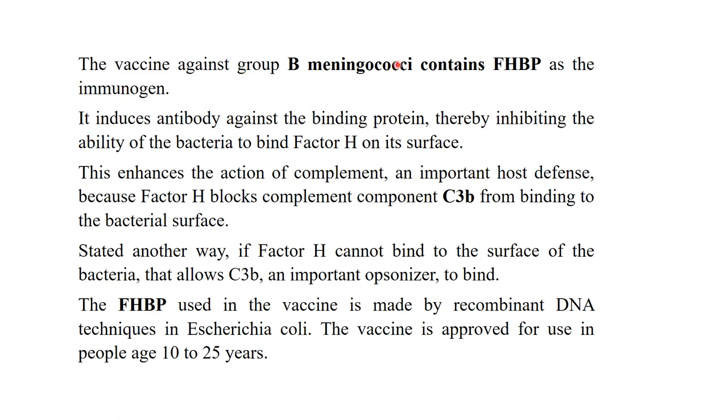The vaccine against the group B meningococci contains FHBP as the immunogen. It induces antibody against the binding protein, thereby inhibiting the ability of the bacteria to bind factor H on its surface. This enhances the action of complement, an important host defense, because factor H blocks complement component C3b from binding to the bacterial surface. When FHBP is normal, it binds factor H, and the complement system is not activated. When antibodies are present, they bind to FHBP, and then C3b is free to attack.